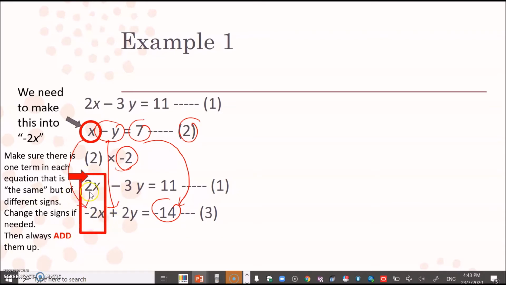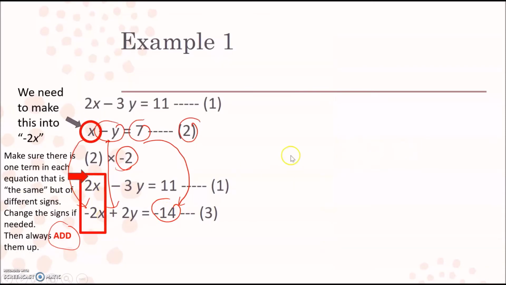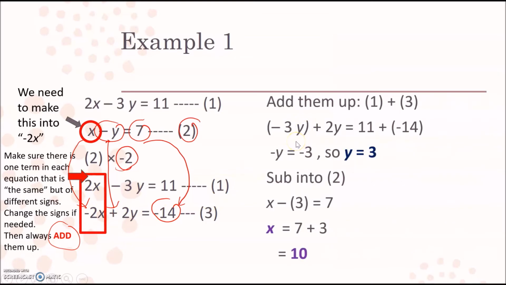So once you have one of them positive, one of them negative, again, we are going to use an addition. Alright, we're going to add them up. So when you add this up, you will be able to get a zero pair, right? This one adds up into a zero pair. So negative 3y plus 2y will give you negative y. And then 11 plus negative 14 will give you negative 3. So if negative y is negative 3, then y is 3.